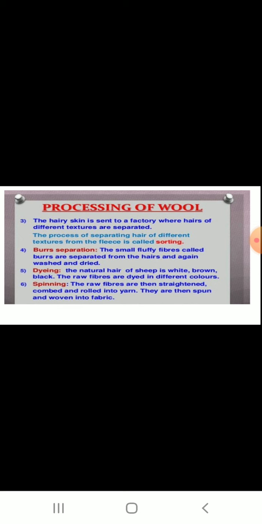Processing of wool. The hairy skin is sent to the factory where hairs of different texture are separated. So the process of separating hair of different texture from the fleece is called sorting. So sorting, or grading. They will separate the different varieties of hairs, depending on the texture and quality. That is what we call sorting.